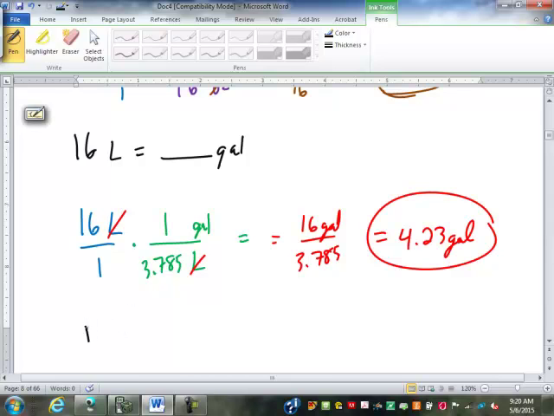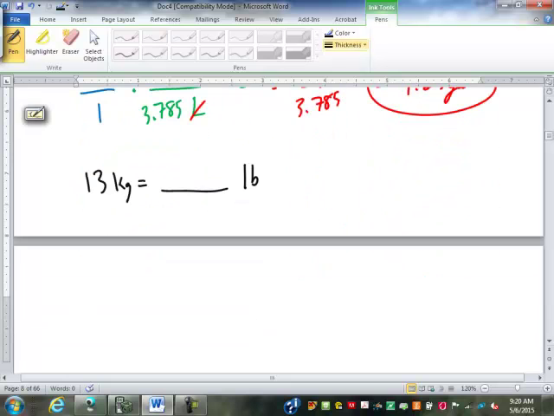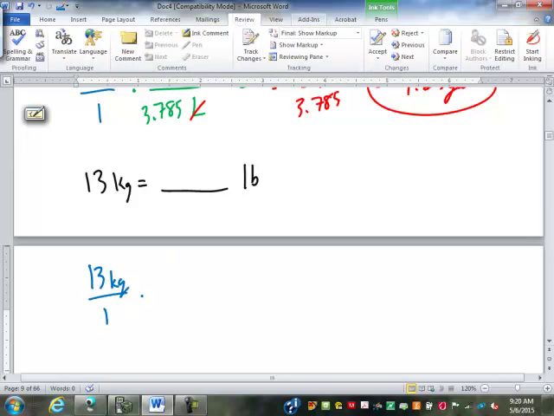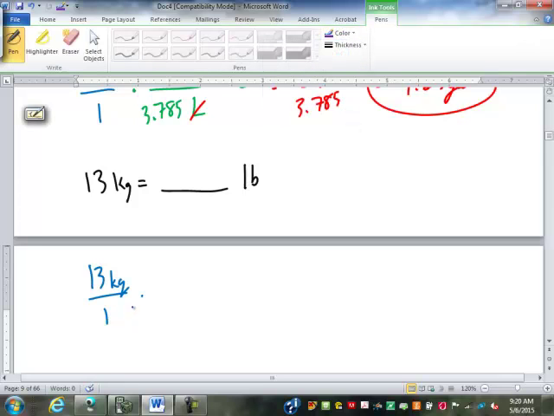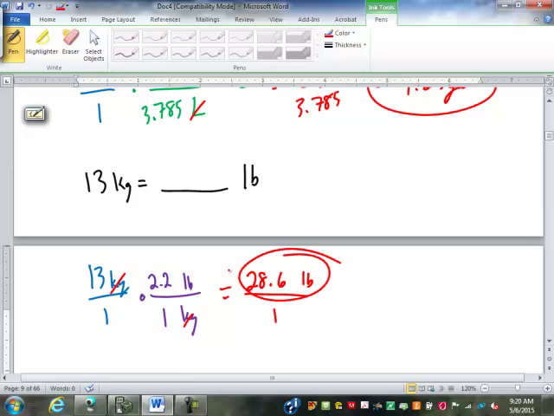You might have 13 kilograms going into pounds. Well, 13 over 1. Kilograms on bottom, pounds on top. 1 kilogram is actually 2.2 pounds. Kilograms cross out. 13 times 2.2 is 28.6 pounds over 1, so it's just 28.6 pounds.